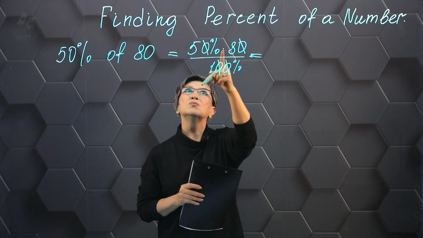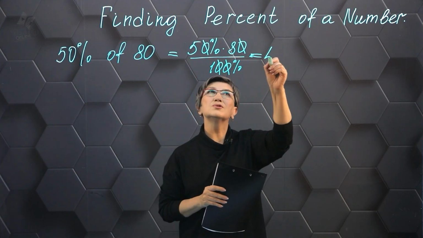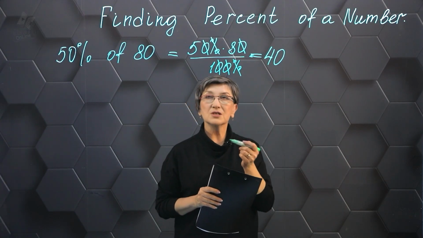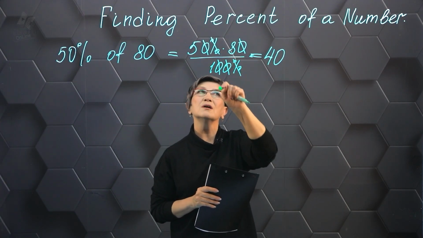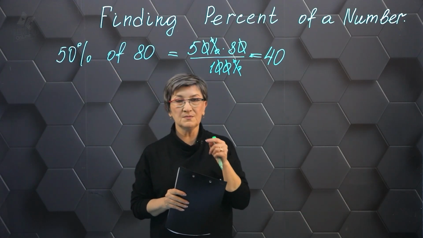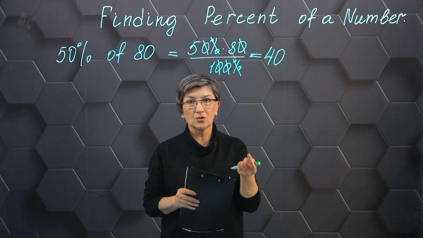What do we end up with? 5 times 8 is 40. The percent sign is also reduced, and 8 multiplied by 5 results in 40. Hence, when 50% of 80 is calculated, the result is 40.